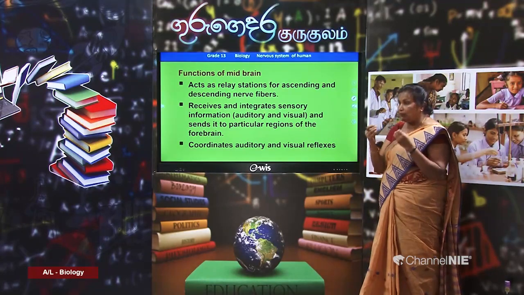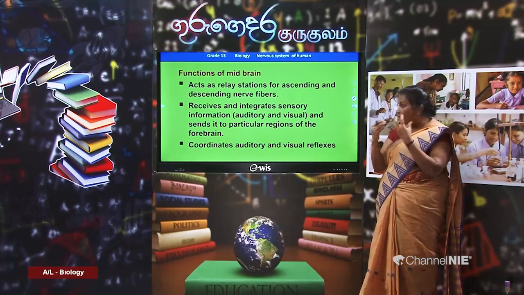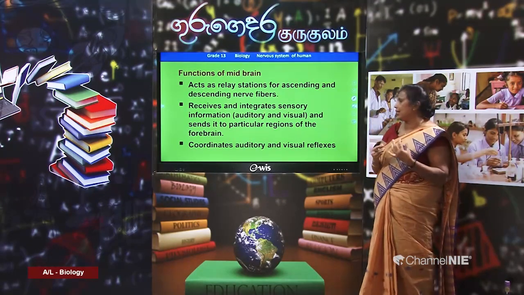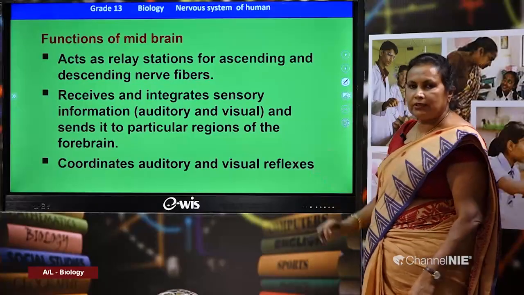Change in the pupil without your control is an involuntary action. It occurs due to the activity of the midbrain.